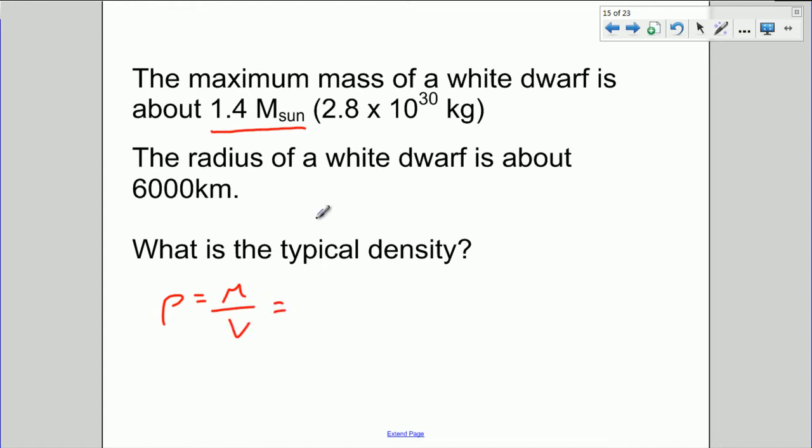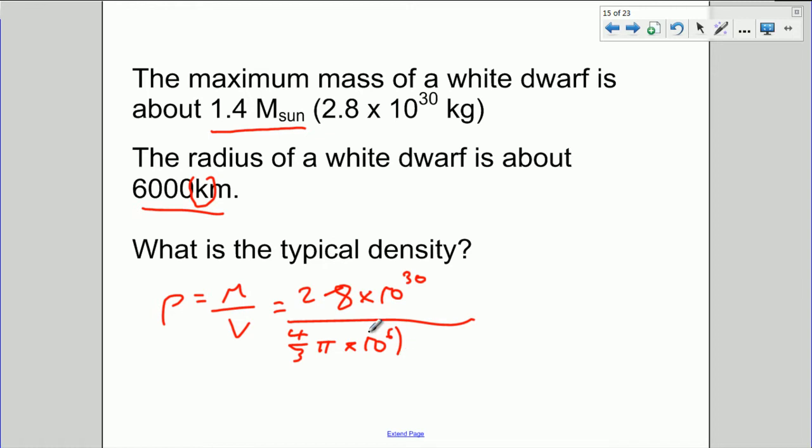So we've got the mass given at the top there: 2.8 times 10 to the 30 kilograms divided by the volume. Now, the volume of a sphere is 4 thirds pi r cubed. So we've got 4 thirds times pi times r. The radius is 6,000 kilometers, so that's 6 times 10 to the 6 meters, cubed. So we've got mass over volume, and that equals, if you do the numbers, 3.1 times 10 to the 9 kilograms per meter cubed.